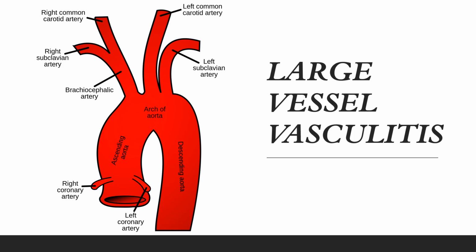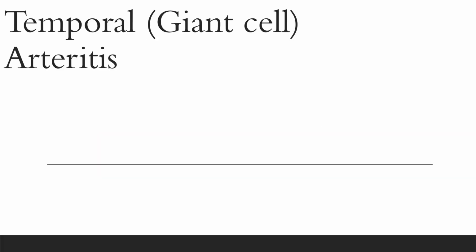So for large vessel vasculitis, there are two of them, and the first one we're going to talk about is called temporal or giant cell arteritis. You'll see that a lot of these have similar features like fever, maybe a headache, some pain, visual problems, but each vasculitis will have its own key factor that allows you to discriminate between what makes it temporal arteritis or what makes it Takayasu arteritis, and we're going to talk about all that. So starting with temporal arteritis.